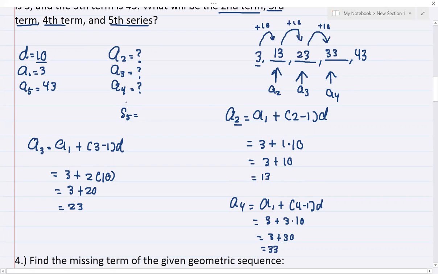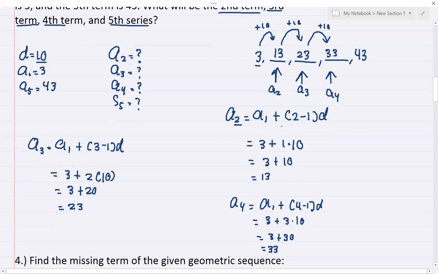So this one is easy. Why? All you need to do is to add them. All right? That's it. Just add them. So there are two ways. You can use the formula or just add them. Okay? Just add them.